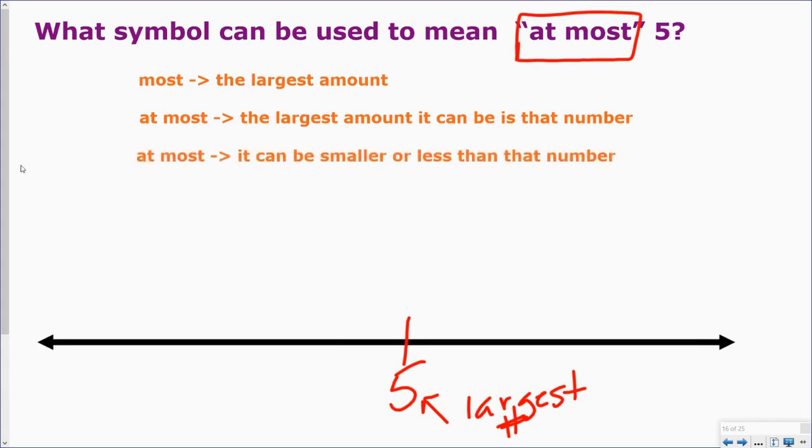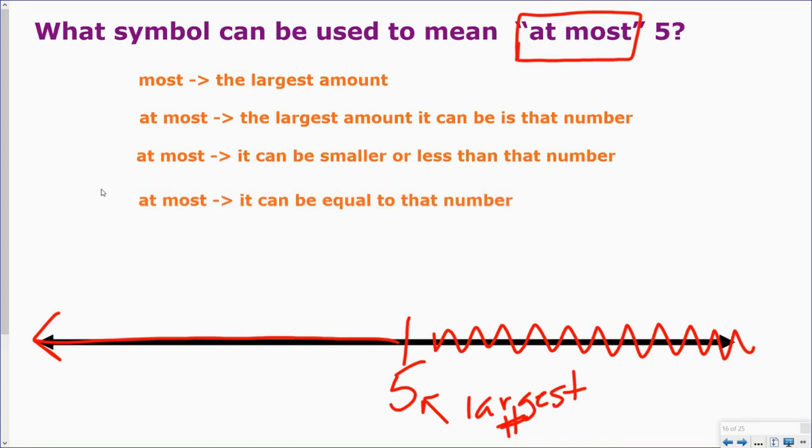At most means it can be smaller or less than that number. So I'm not going to have any numbers here, but my arrow is going to go this direction. And then lastly, at most, it can be equal to that number. So again, I'm going to put my dot here for my graph, which means then x is less than or equal to 5.